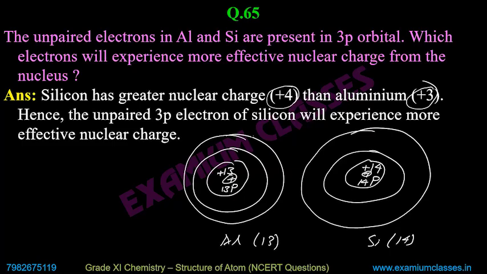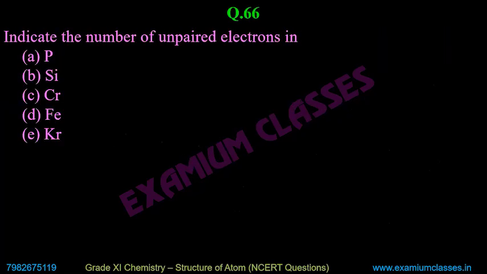So the force of attraction with the valence electron will be higher here due to 14 protons in the nucleus. So that's why greater nuclear charge. Next question. Indicate the number of unpaired electrons in phosphorus, silicon, chromium, iron, and krypton.